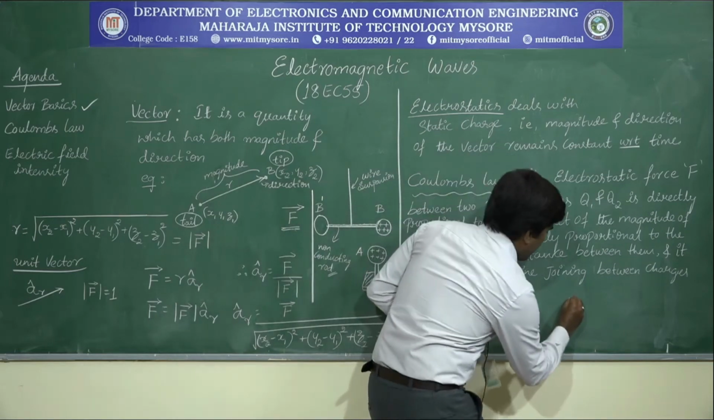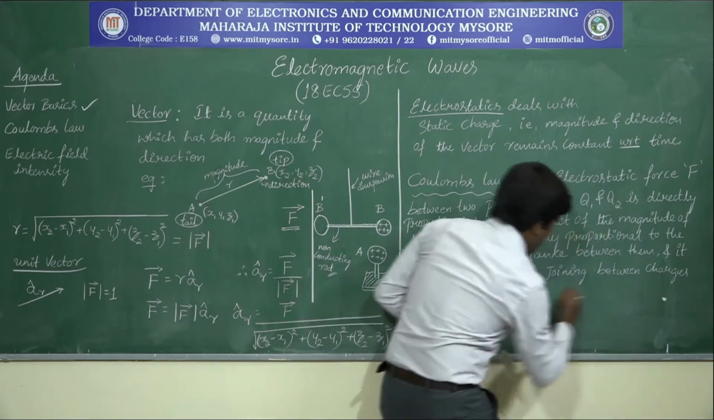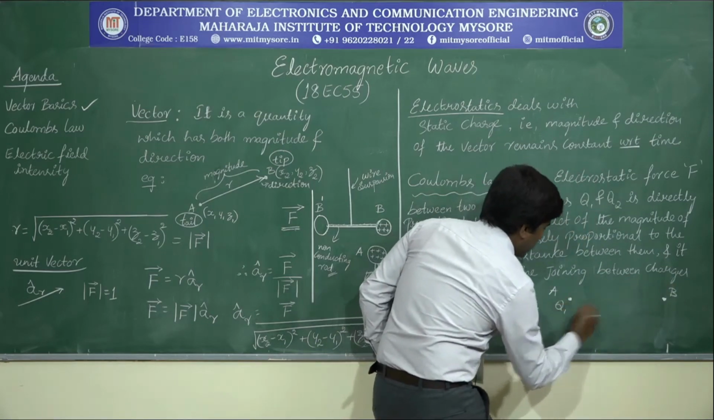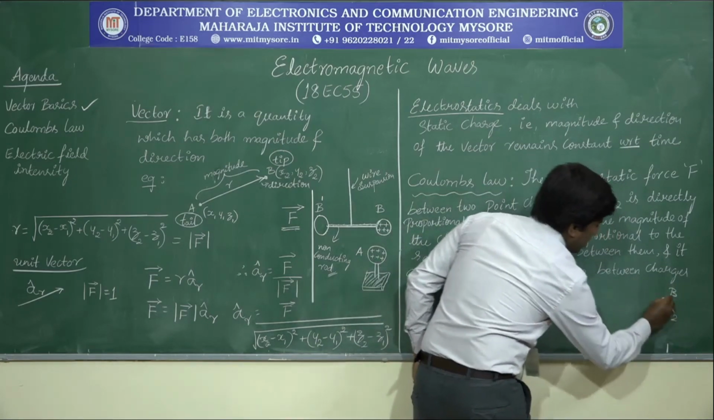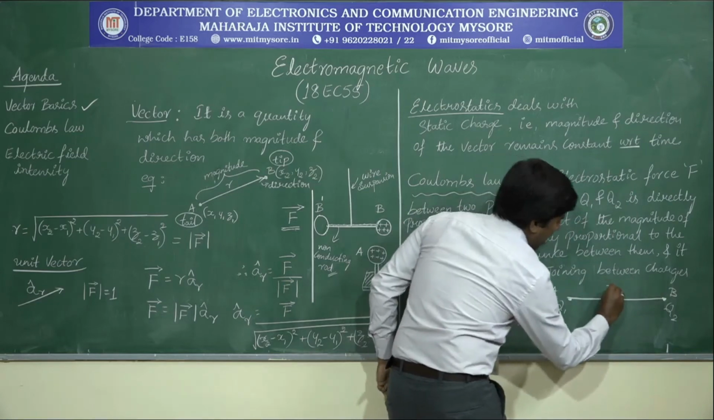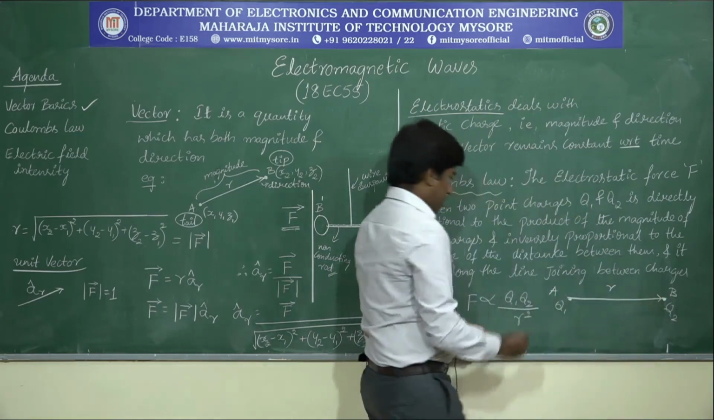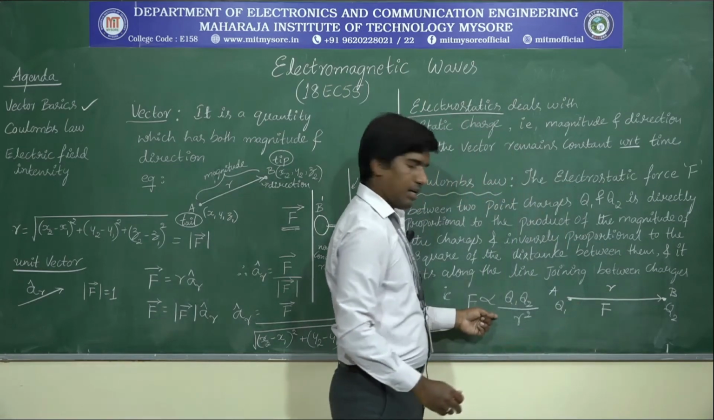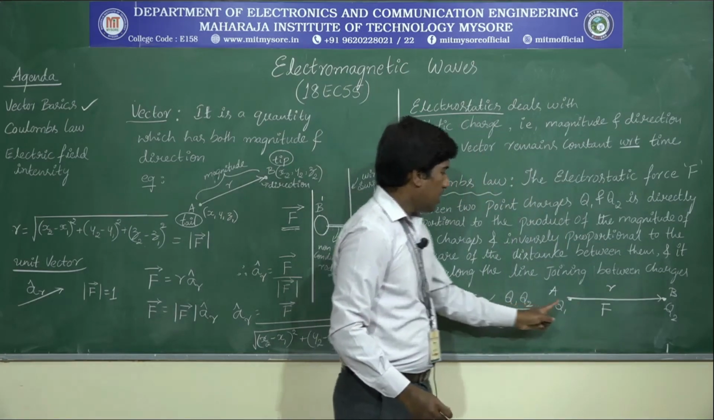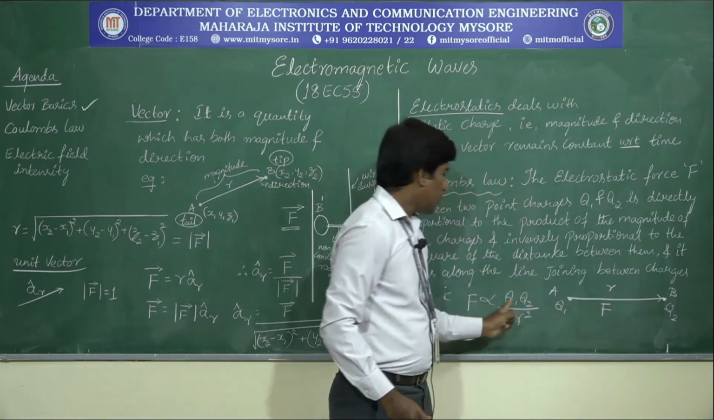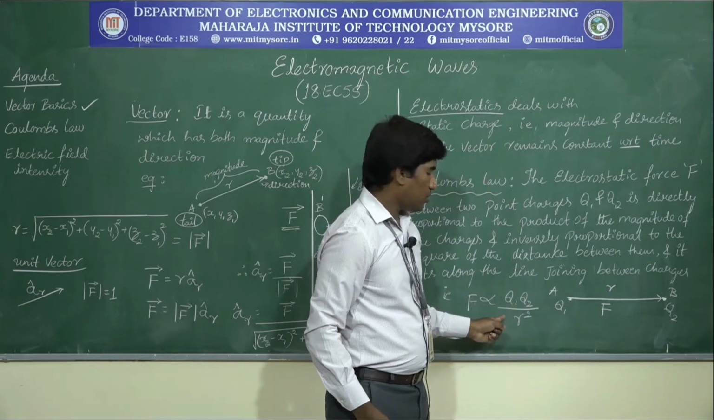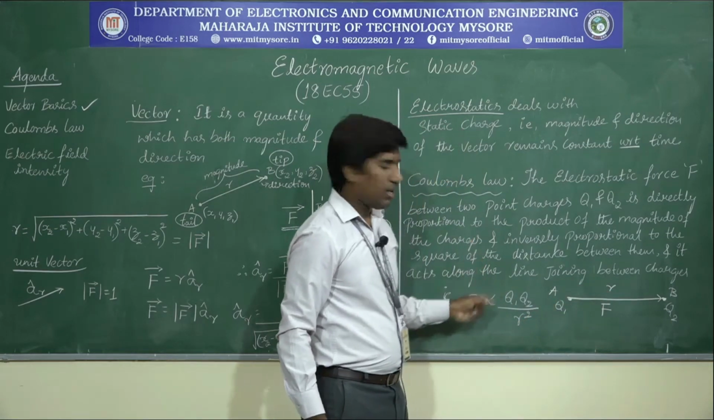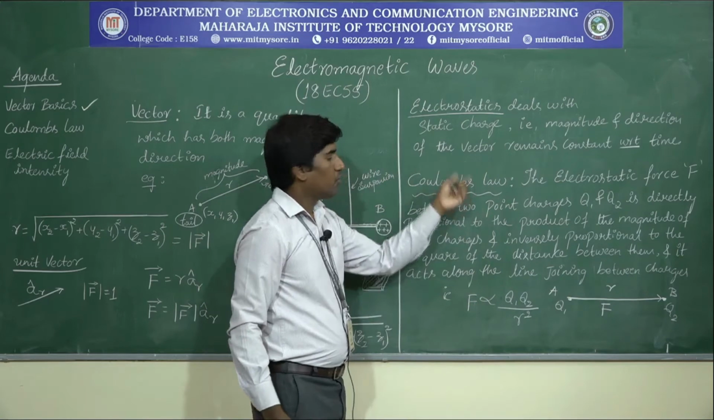Suppose these are the two points A and B, which have charges Q1 and Q2 and are separated by a distance R. Then the electrostatic force F between points A and B is directly proportional to the charges on these two points, Q1 and Q2, and inversely proportional to the square of the distance between them, that is, R square. This is the mathematical representation of Coulomb's law.